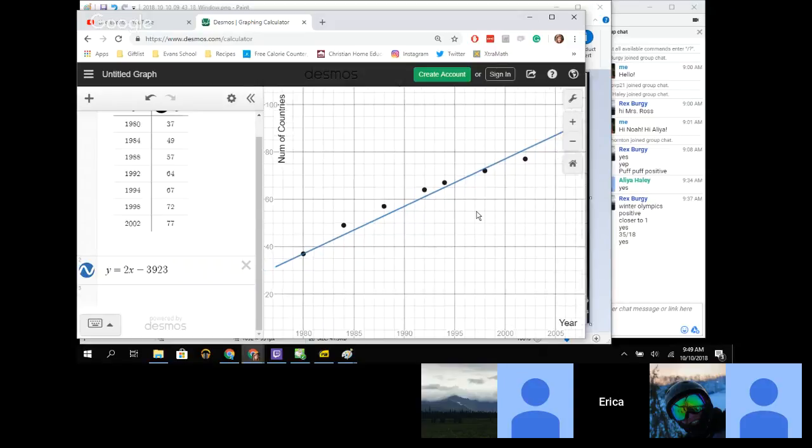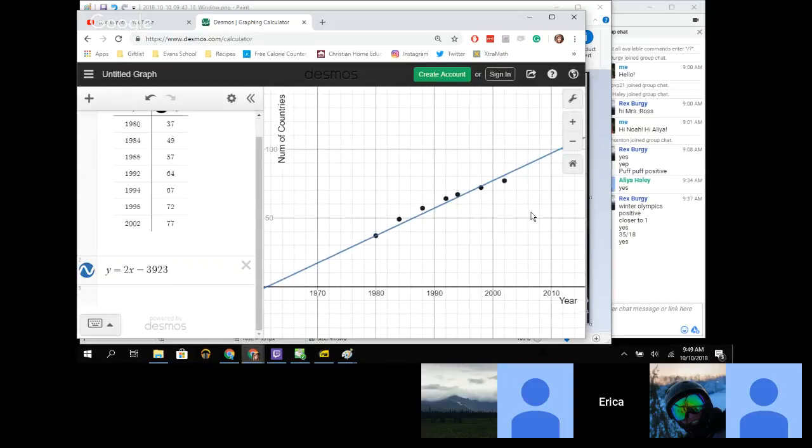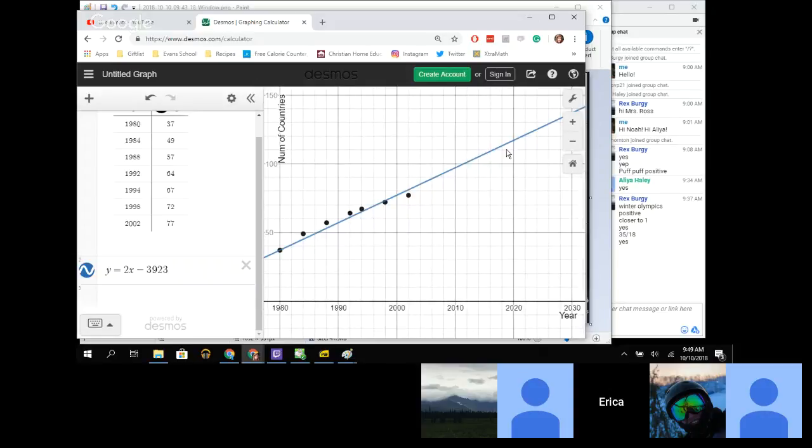Because is this true? Like, if I zoom out to 2018, almost there. 2018, do you think 113 countries participate? We can't necessarily say that, right? Because as time goes on, there's only a limited number of countries in the world. We can't extend the model out that far. Really, the model is best in this area here.